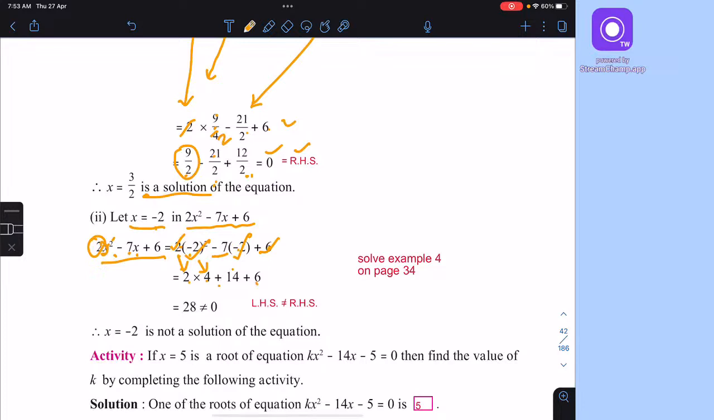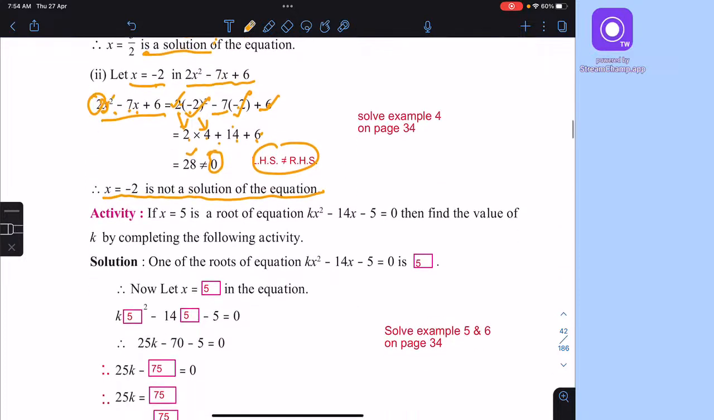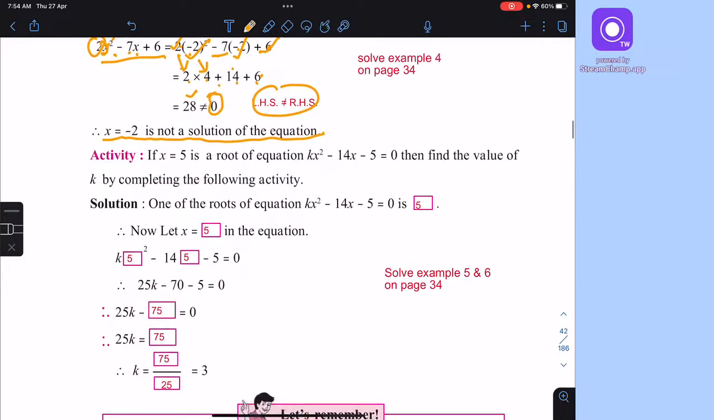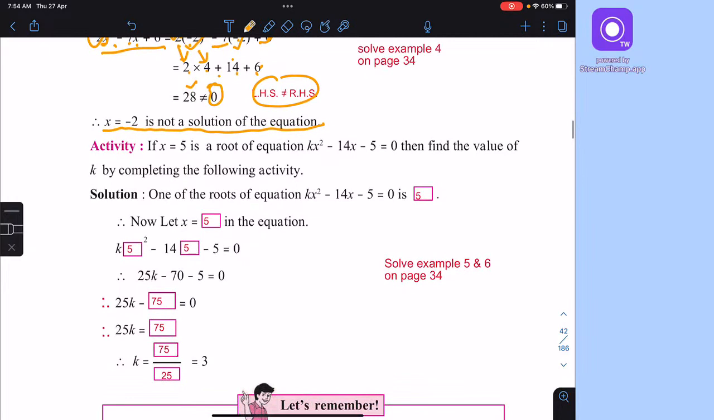So 4 2s are 8. 8 plus 14 plus 6. That becomes 28. It is not equal to right hand side. LHS is not equal to RHS, and therefore x is equal to minus 2 is not a solution of the given equation. Now this type of activities are also asked in examination.